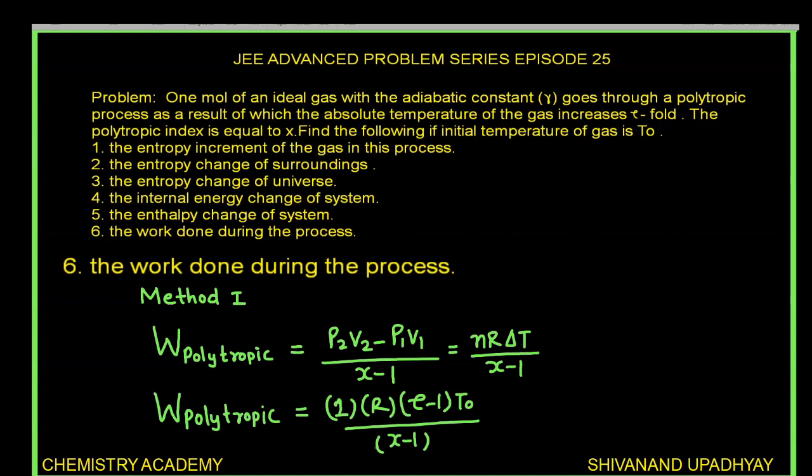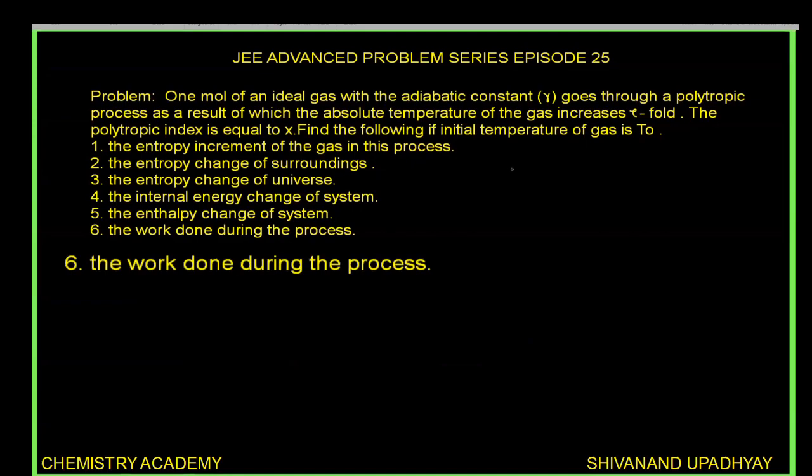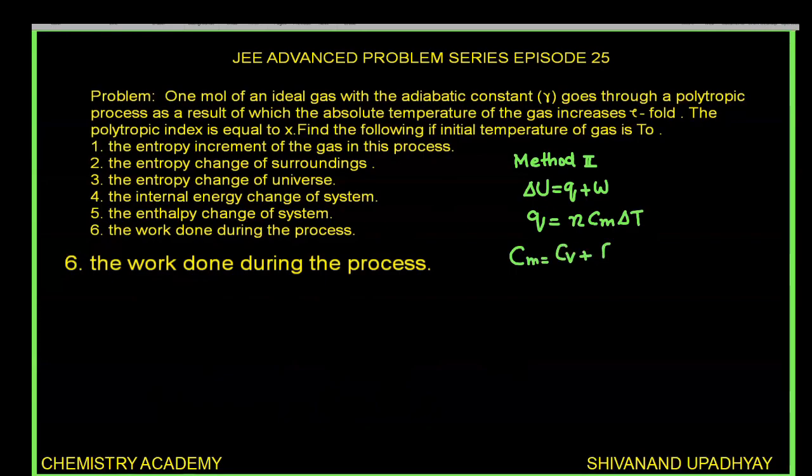This work done can also be calculated by the second method. In method 2, we are using the first law of thermodynamics, so delta U is equal to Q plus W. We have already calculated the work done, so we have to calculate Q. In order to calculate Q, we write Q is equal to n into Cm into temperature change. So n is 1. For a polytropic process, Cm is equal to Cv plus R upon 1 minus x. This is the formula for Cm in a polytropic process.